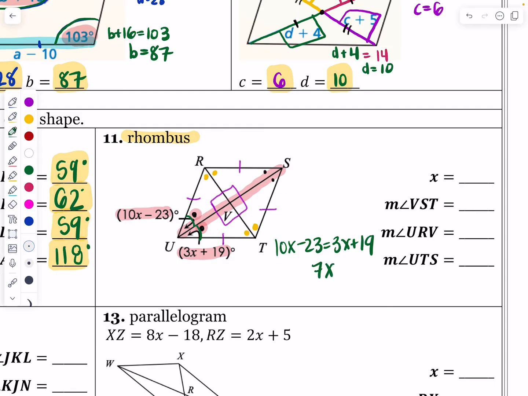I'm going to go through the math pretty quick here. So what we're going to do is we're going to get 7x equals 42. So x is going to be equal to 6. If you need help with the algebra, just come see me.